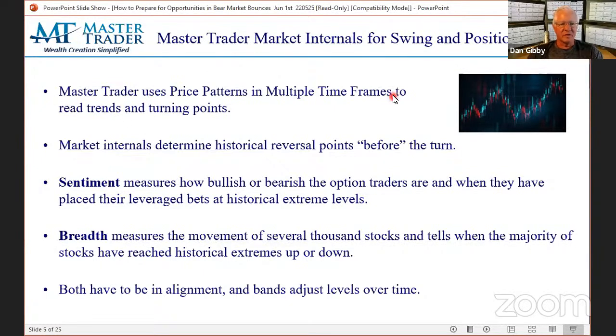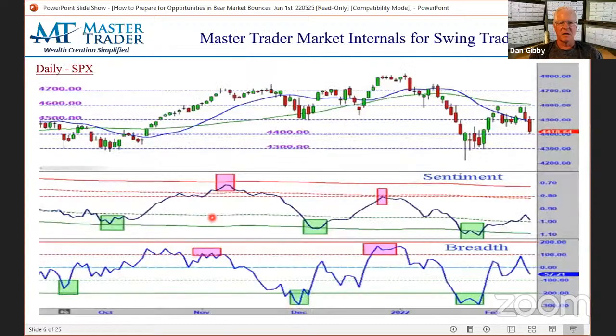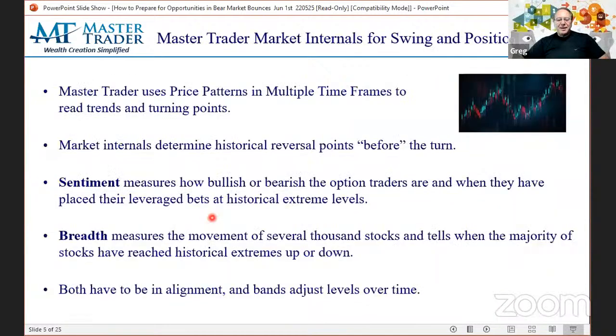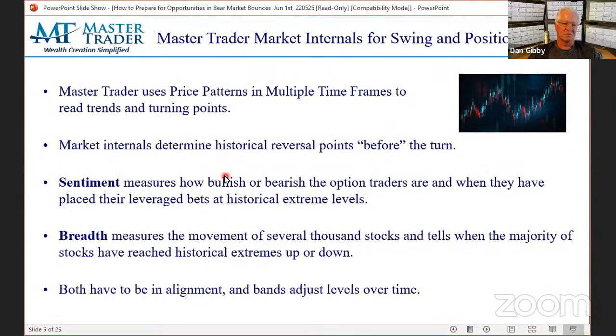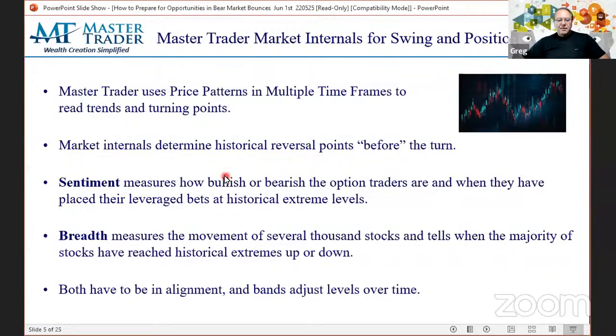Couple more points here. We're pattern traders, multiple time frames, and we're looking for these turning points. So that's just a one-sentence summary of what we're looking for. So now let's talk a little bit about these market internals. Greg, why don't I just go right to this and let you comment on sentiment and breadth. Let me see what you had on the prior one. It's just a definition, so you can say it.